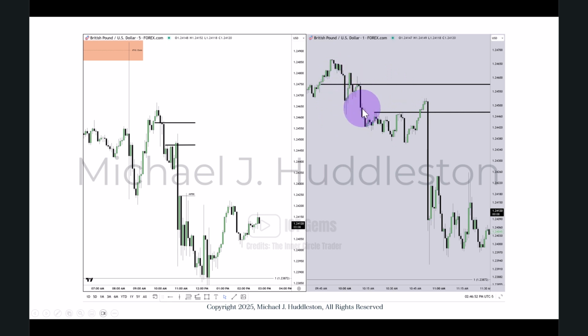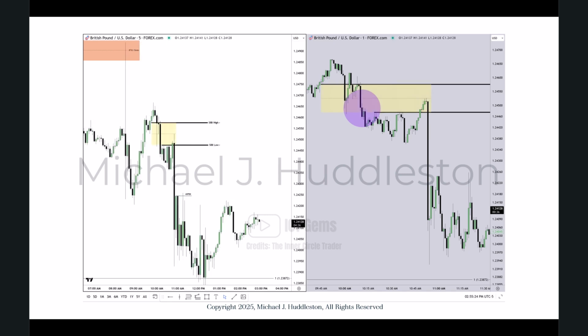So what do you do? What do you do with that information, Michael? How do you navigate that? So what we have here is this shaded area from this candlestick's low and this candlestick's high. That is the basis of that 15-minute fair value gap, but it's being shown on a 5-minute chart here.